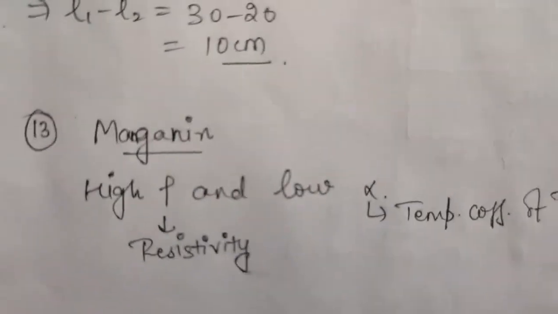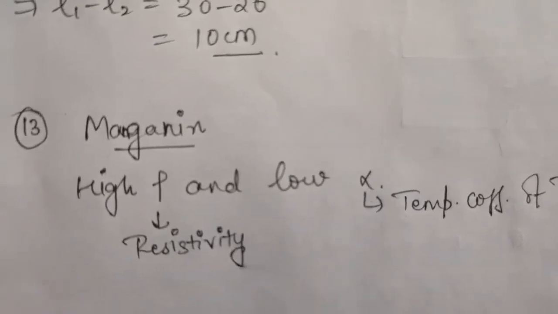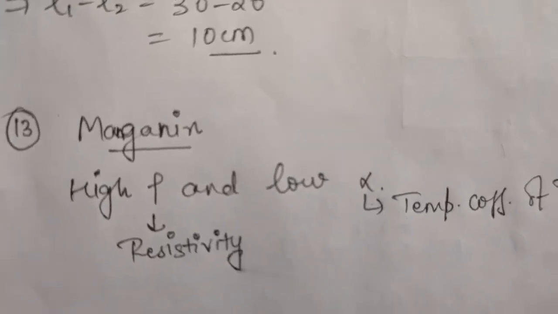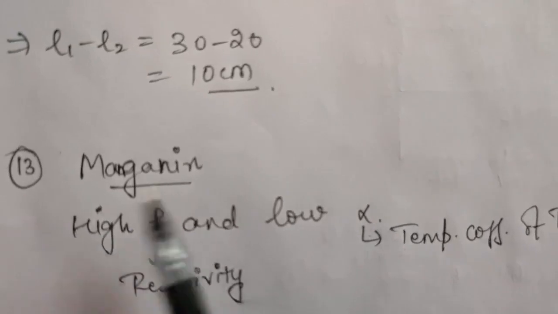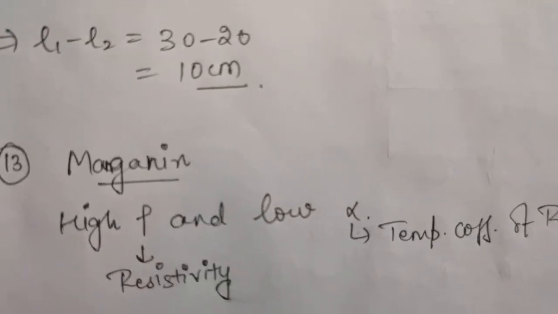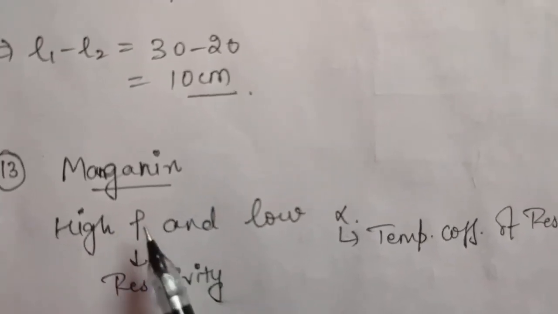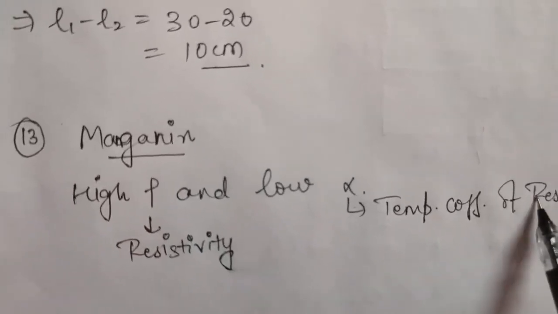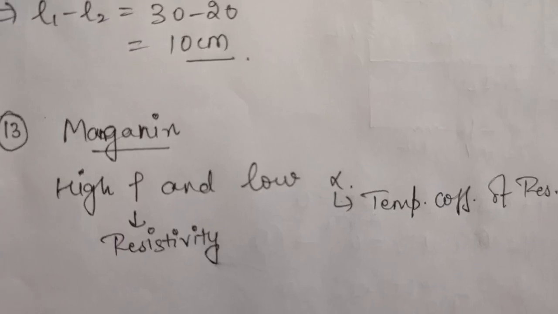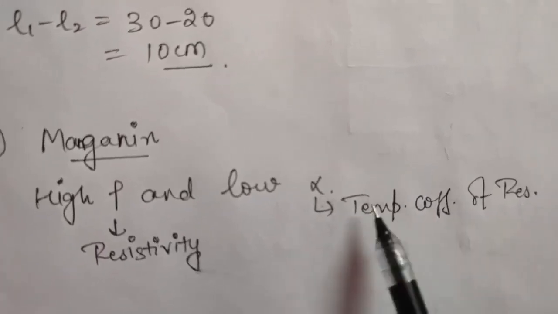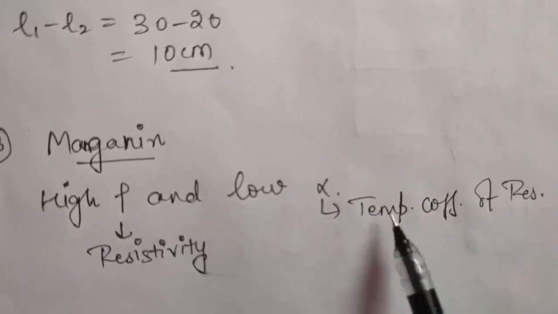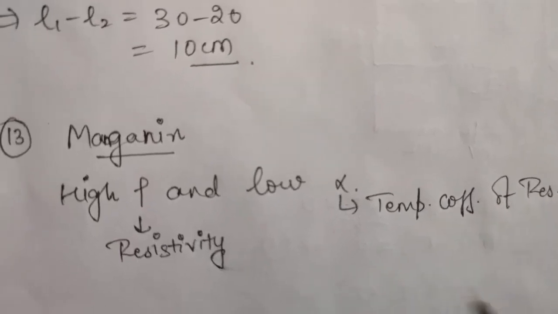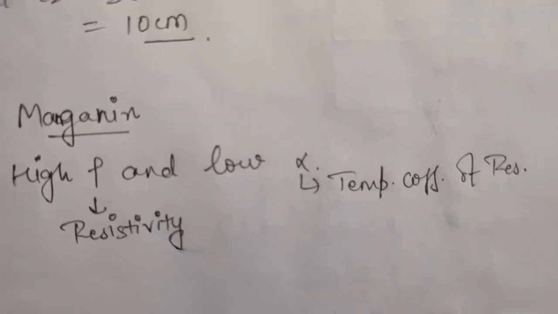Okay. In the 13th question, it is asked which material is used for making the wires of potentiometer and why. So manganin is used for making the wires of potentiometer because it has high resistivity and low temperature coefficient of resistance. Therefore, with higher temperature, its resistance will change little because it has a low temperature coefficient of resistance. Therefore, it is used for making the wires of potentiometer.